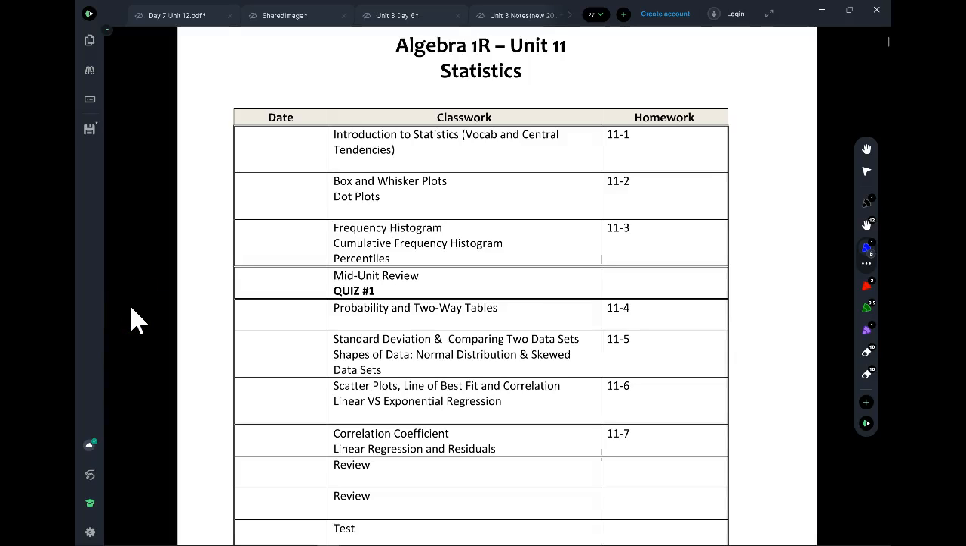Hello, welcome to Unit 11 on Statistics. We are going to start today with Day 1, Introduction to Statistics. So we're going to talk about some vocabulary and something called central tendencies.